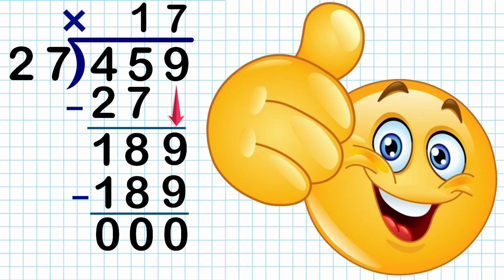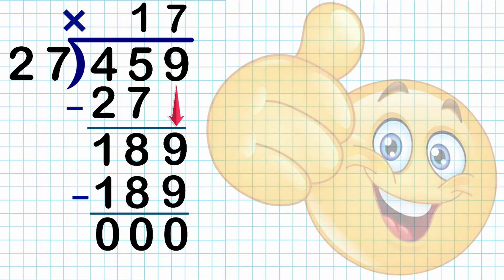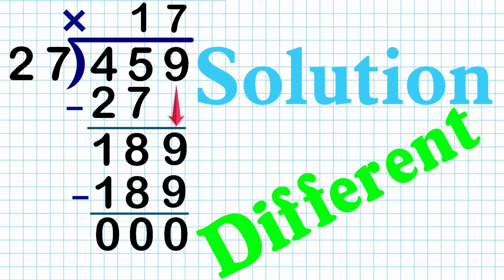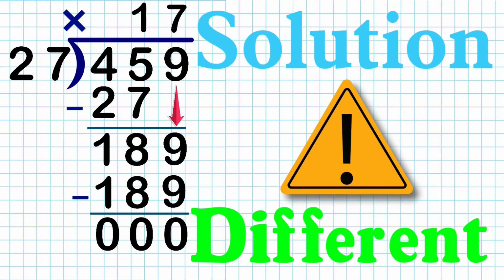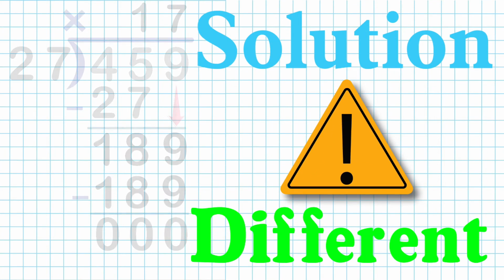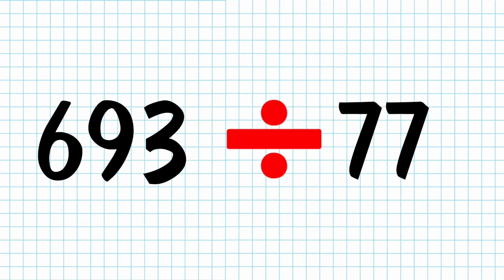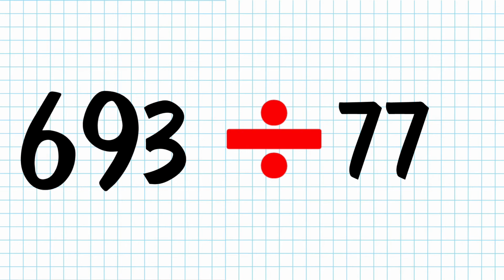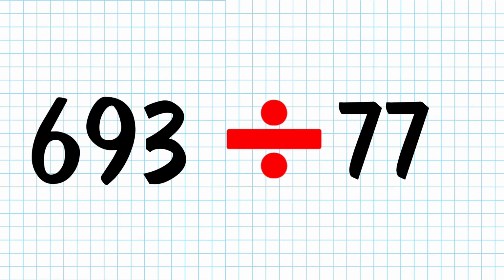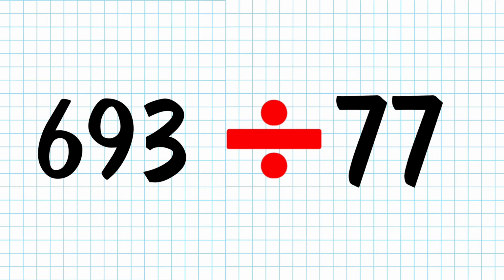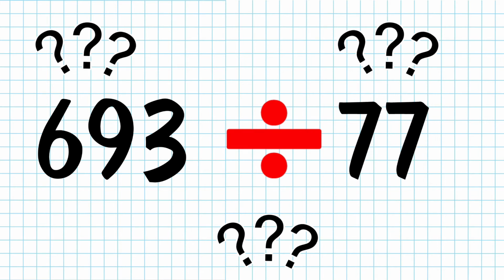Before we leave, let's see one more case where the solution may be a bit different and you need to pay some more attention while solving the question. 693 divided by 77. Here we can see that the first two digits of the dividend are smaller than the divisor. What do you suggest? How should we solve them?